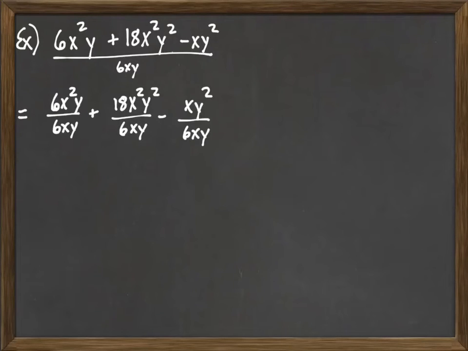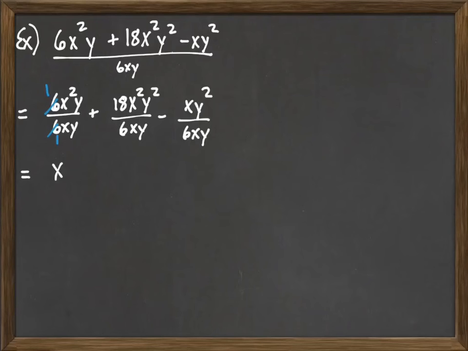So each thing gets divided by 6xy. So 6x squared y over 6xy, 18x squared y squared divided by 6xy, xy squared divided by 6xy. Alright, and then we're just going to take each one in turn and start to simplify. So we look at the first one there, and we say, well, I can divide a 6 out of both. I then have x squared over x, so we can use our properties of exponents to subtract. 2 minus 1 would leave us with an x to the first left over. And then finally, y over y just completely cancels out. So all of that together just becomes x.